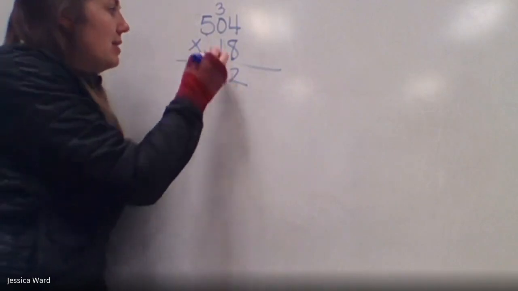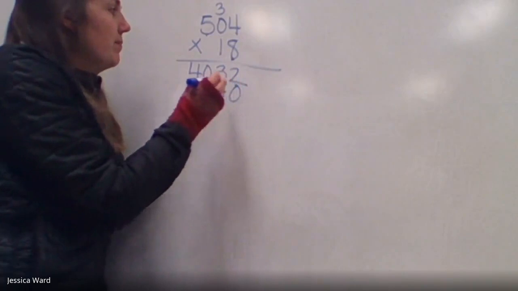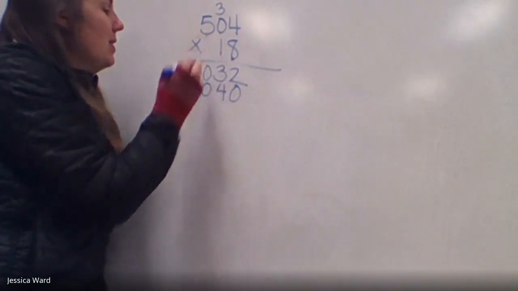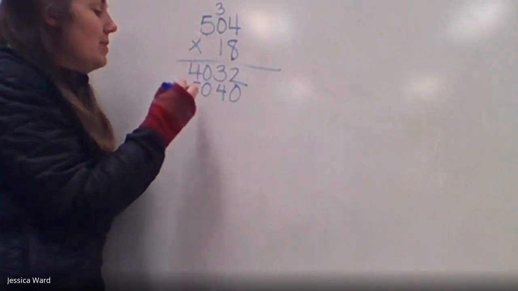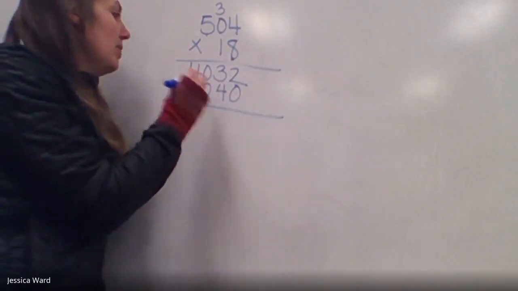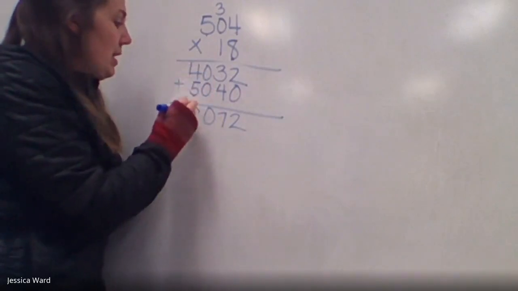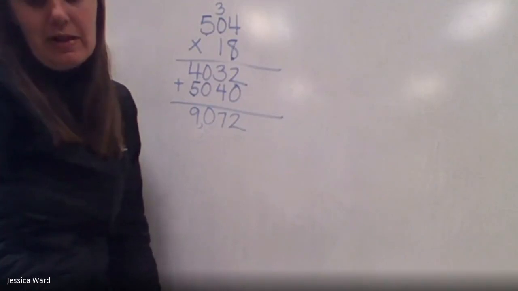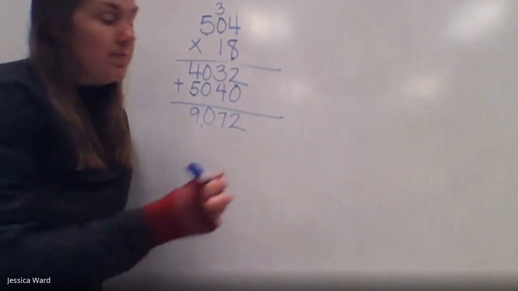Okay, now let's think about our 10. 10 times 4 would be 40, right? 1 times 0 is going to be 0. 1 times 5 is going to be 5. So it's like 10 times 500 would be 5,000. So my 5 is in my thousands place. Well, when I add them up, I get 2, 7, 0, and 9. So our answer really should be 9,072.